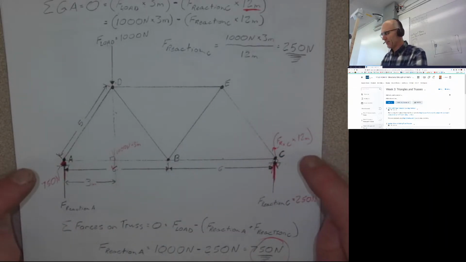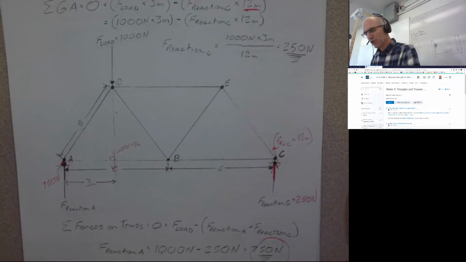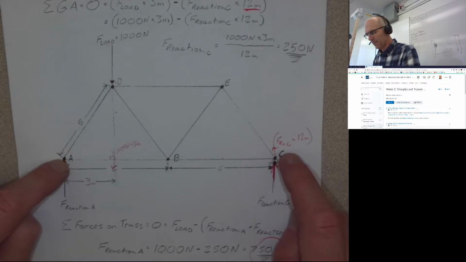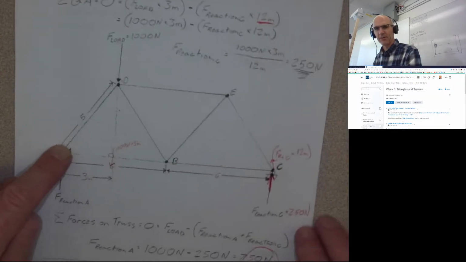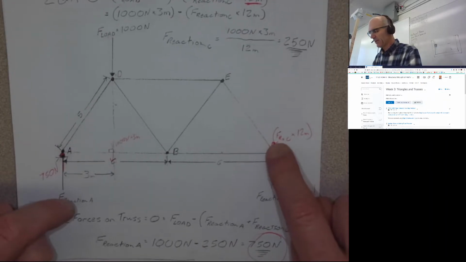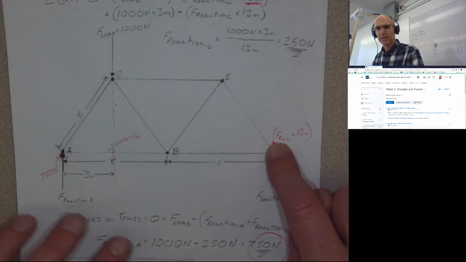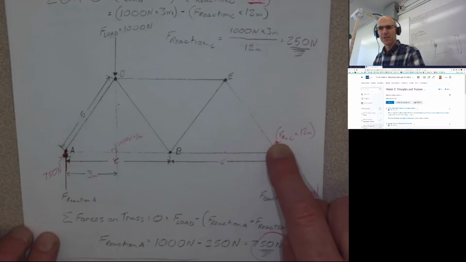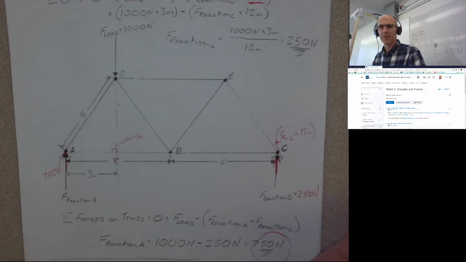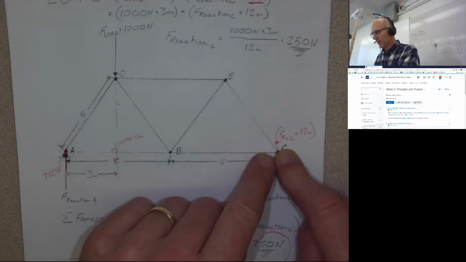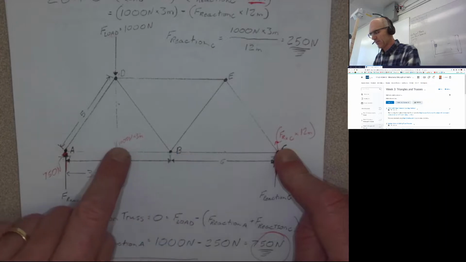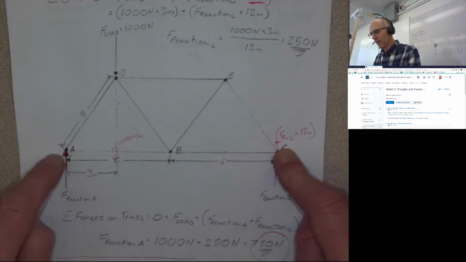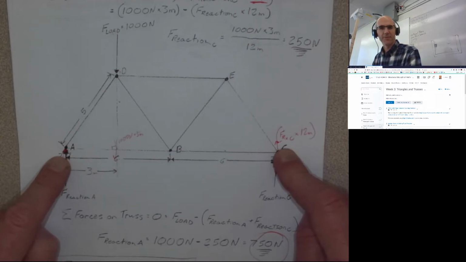Okay, so let's take a look right on here. If you chose, instead of doing your moments about point A and saying I want to keep it from spinning that way, you could perfectly equally do them about point C to prevent it from spinning that way. The results would come out exactly the same. Feel free to go ahead and try it, because what you'd have right here is 6 meters plus 3 meters. You'd have 1,000 newtons times 9 meters divided by 12, and it would come out to 750 acting up at point A.